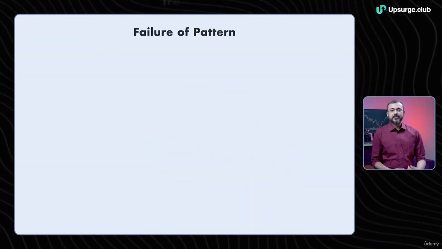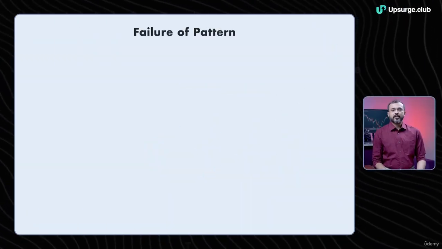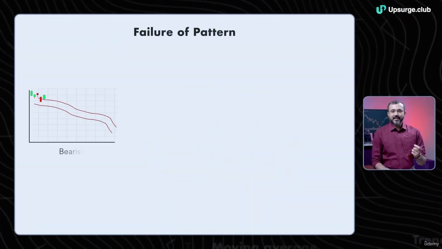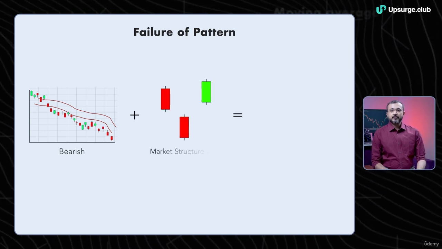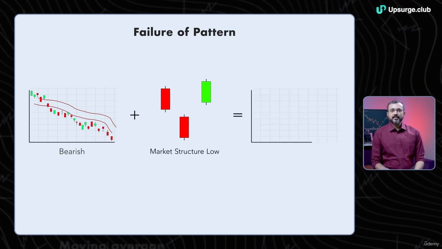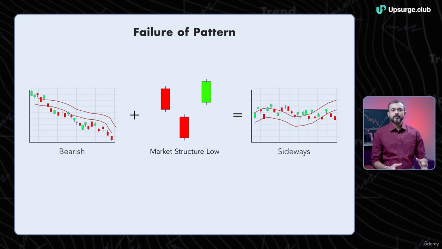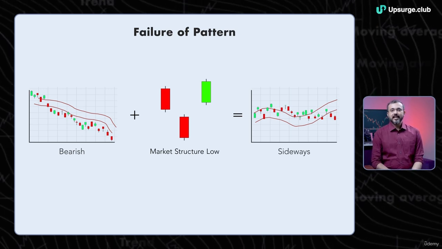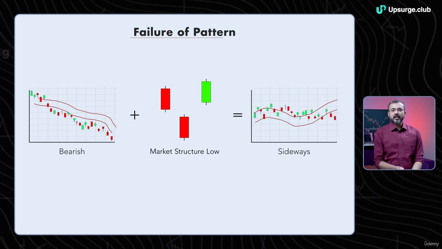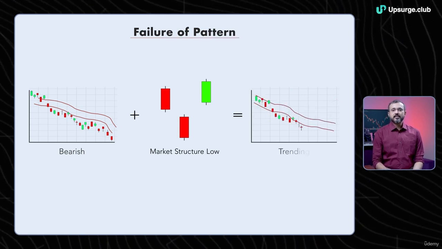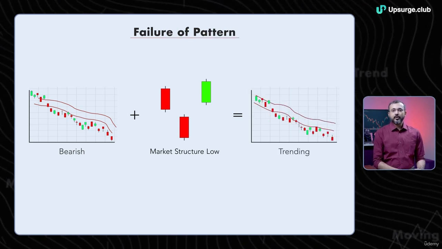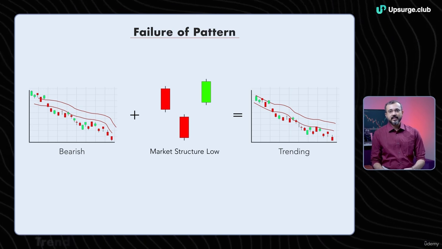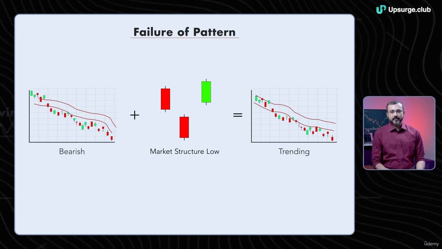A market structure failure is a very important message from the market. If a trend is bearish and we get a market structure low, that means the markets are sideways because it is a bullish pattern but a bearish trend. So markets are sideways. In this case, failure of the market structure low will give us a trending move. So the shift from non-trending phase to trending phase is decided by either of two cases.